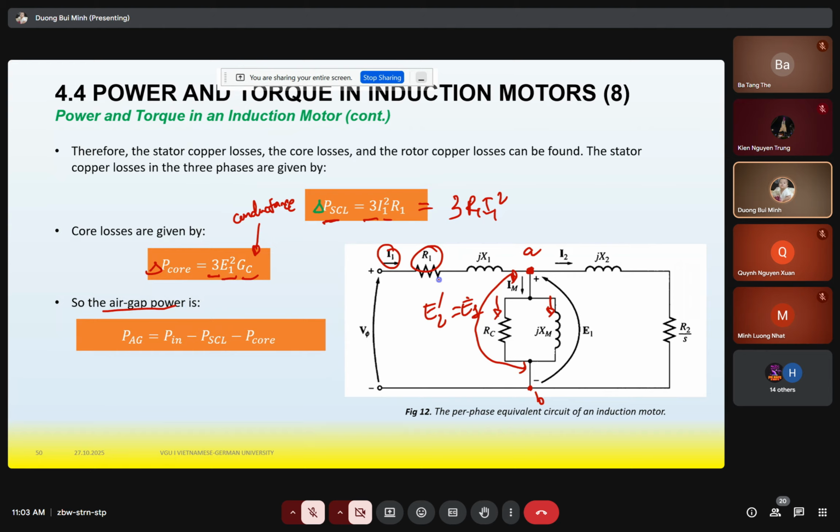So the air gap power. Power is R times I squared, and I is V over R, so we get V squared over R. R is resistance, so we have V squared times G, where G is conductance, and with three phases we multiply by 3. Here V means E1 and G means GC. And the air gap power is P_in minus delta P_SCL minus delta P_core. Yes. Any questions?